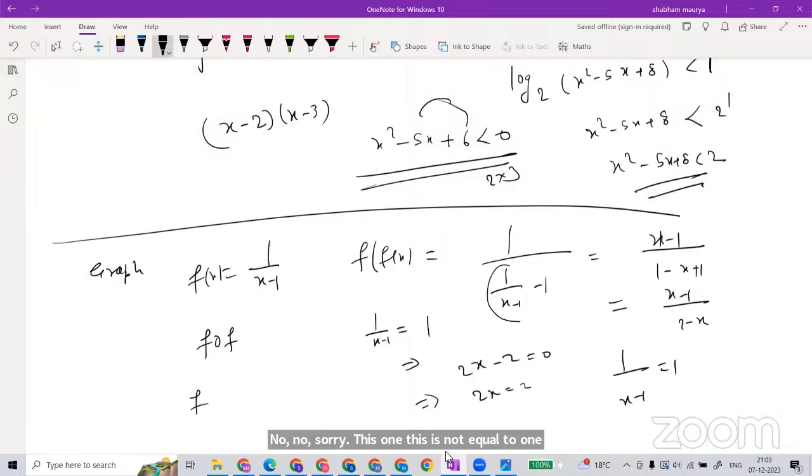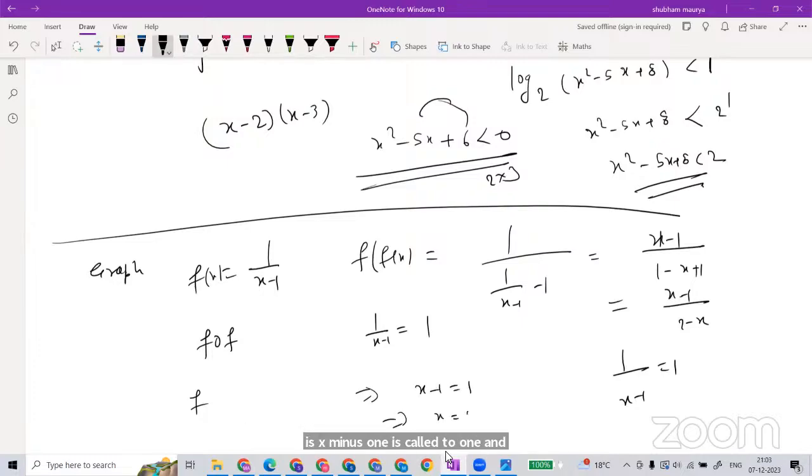Yes, that is what I was saying, sir. This should not equal 1. So if it is x minus 1 equal to 1, then x cannot be equal to 2. So x equal to 1 and 2, it is not possible.